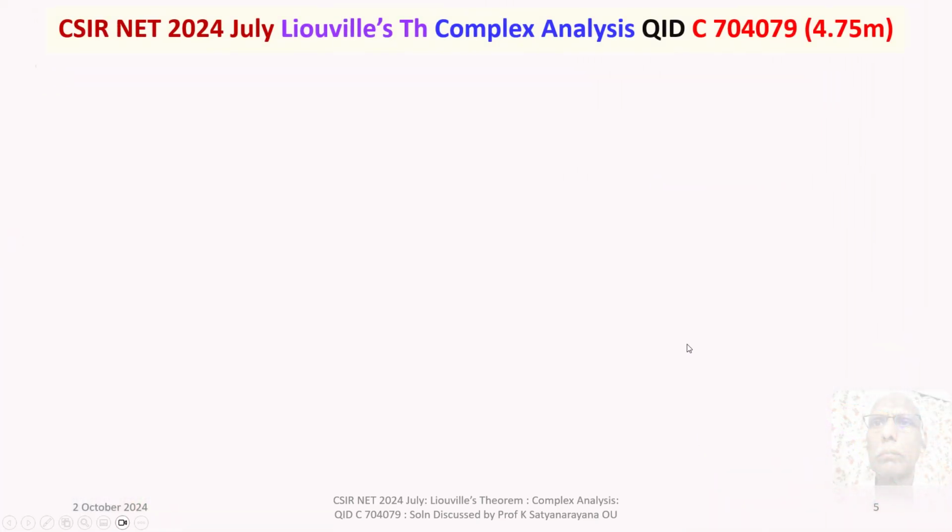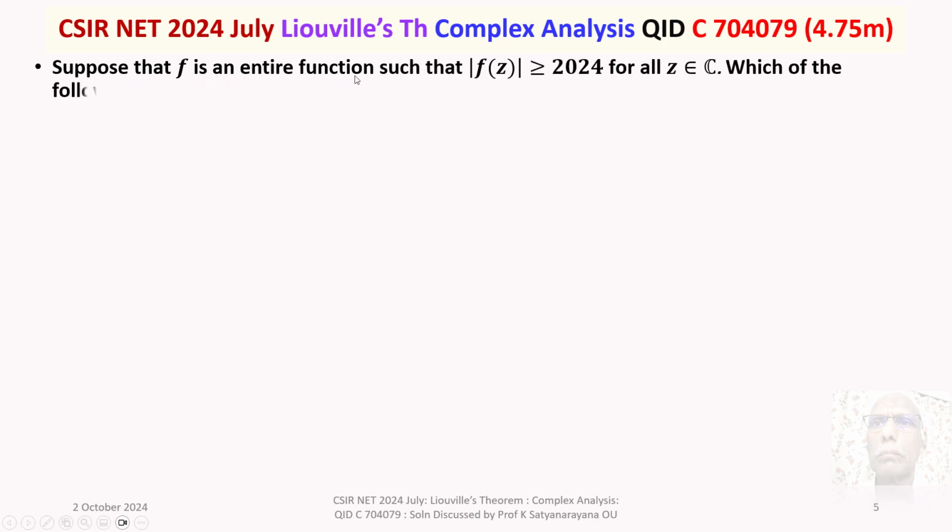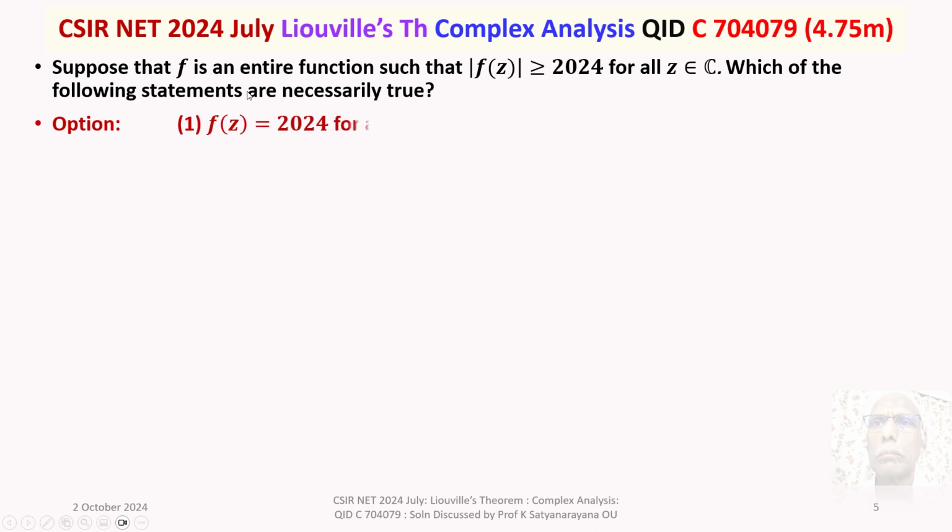The given question is, suppose that f is an entire function such that mod of f(z) is greater than or equal to 2024 for all z belongs to C. So we have an entire function such that mod f(z) is greater than or equal to 2024 for all z belongs to C. Which of the following statements are necessarily true? We are given four options.